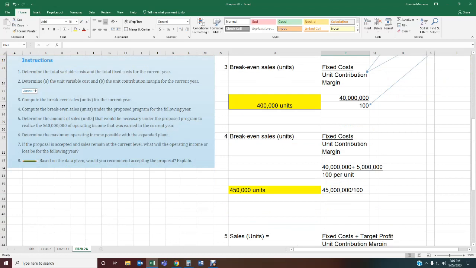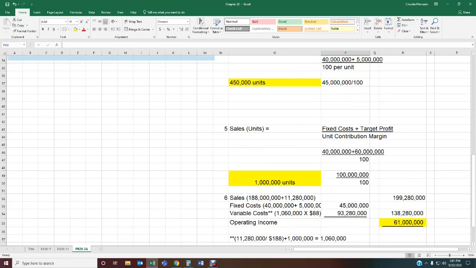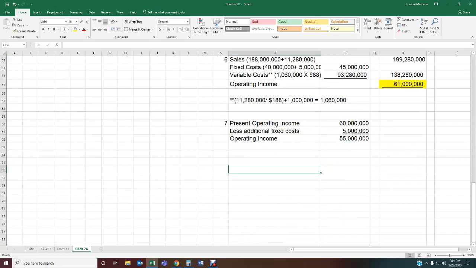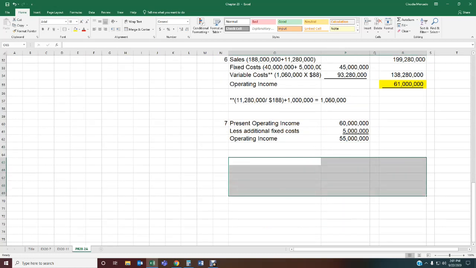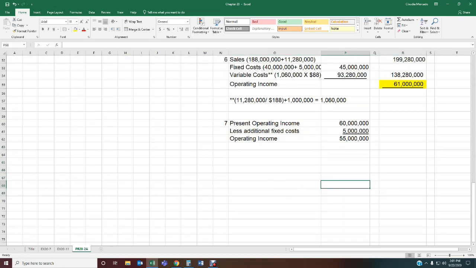Now number 8 says, based on the data given, would you recommend accepting the proposal? So this is where you have to analyze. Should we accept it or should we not? Okay. So according to this information that's being presented, there's a variety of explanations that can be done. I believe in Cengage you're going to have like multiple choice, but I'm going to give you just an overview.